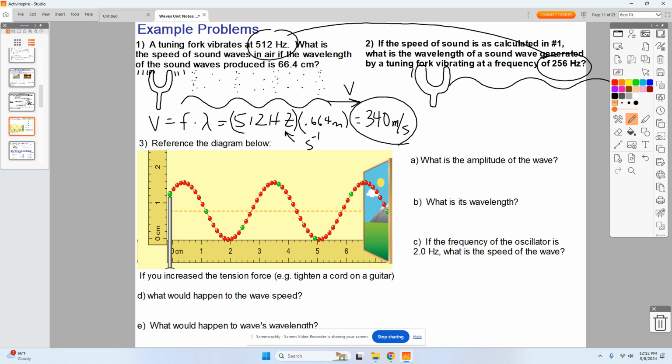Now, if you want to do a calculation, you can. The wavelength would be the velocity divided by the frequency. I take the 340, I divide that by 256, and you get about 1.33 meters. And I trust that you can do that with your calculator. That 1.33 is twice as big as the 0.664. And that's because of that frequency wavelength idea. So Shay, you are correct.